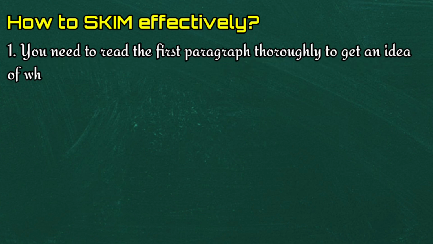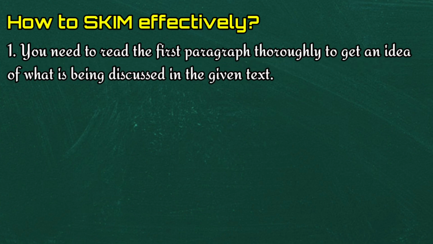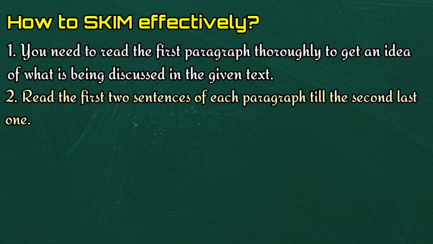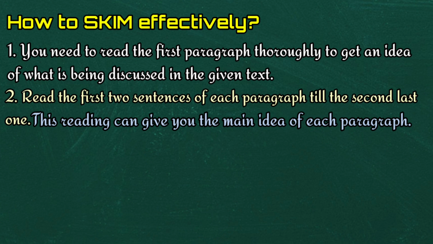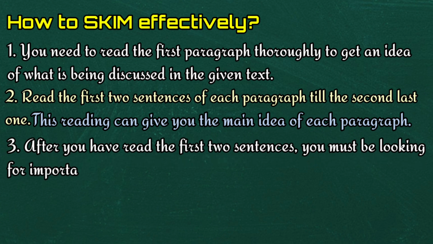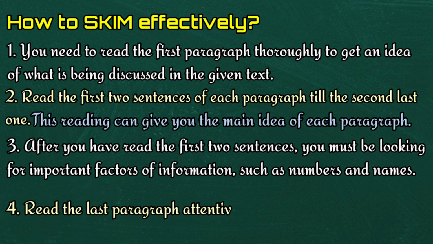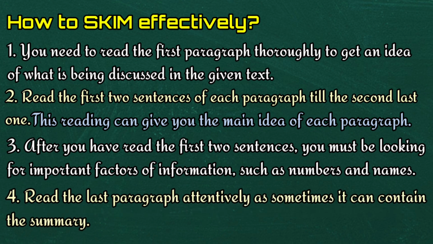You need to read the first paragraph thoroughly to get an idea of what is being discussed in the given text. Then, read the first 2 sentences of each paragraph till the second last one. This reading can give you the main idea of each paragraph. After you have read the first 2 sentences, you must be looking for important factors of information, such as numbers and names. Lastly, read the last paragraph attentively, as sometimes it can contain the summary.